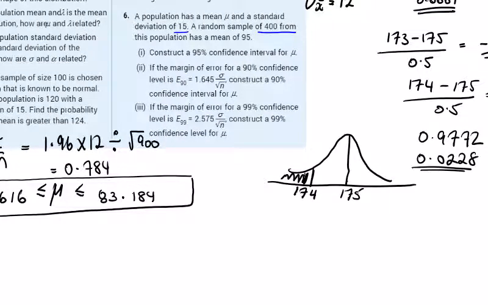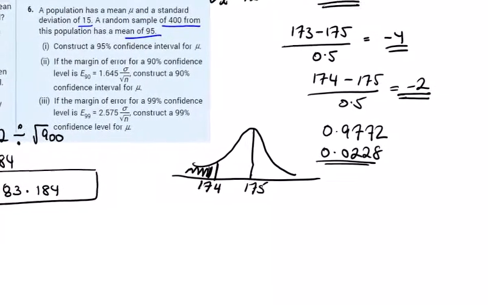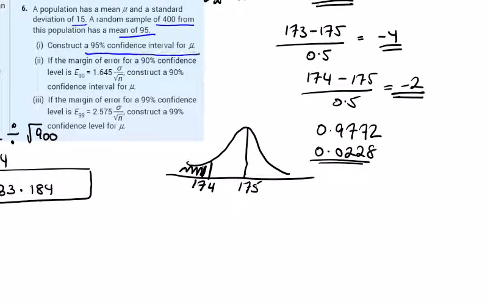Question 6, a population has a mean mu and standard deviation 15. A random sample of 400 from this population had a mean of 95. Construct a 95% confidence interval. So we have standard deviation 15, my sample size is 400, and the population has a mean mu. I'm just reading this correctly: the sample has a mean of 95.